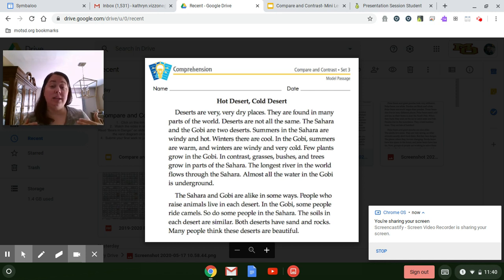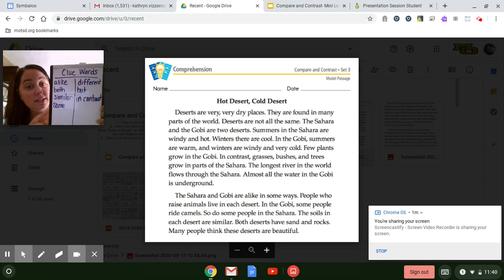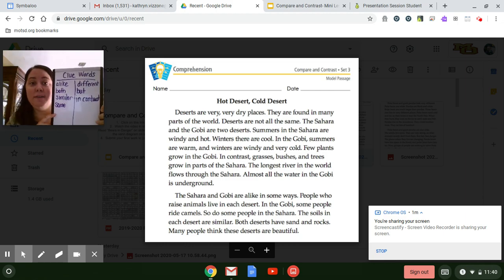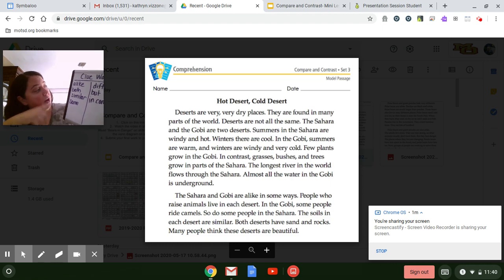Today, as we read two different articles, one we'll be reading together and the other one you will do by yourself. I am going to have you be looking for different compare and contrast clue words. So let's review them before we begin. If you look here, some of the clue words that you may find when you're reading an article that is comparing and contrasting two different things are these right here.